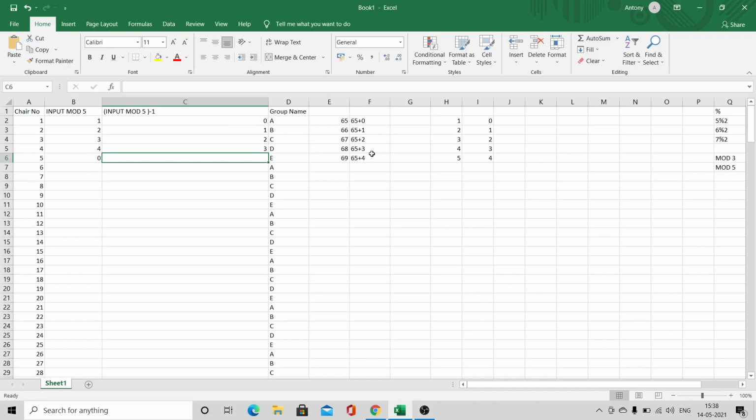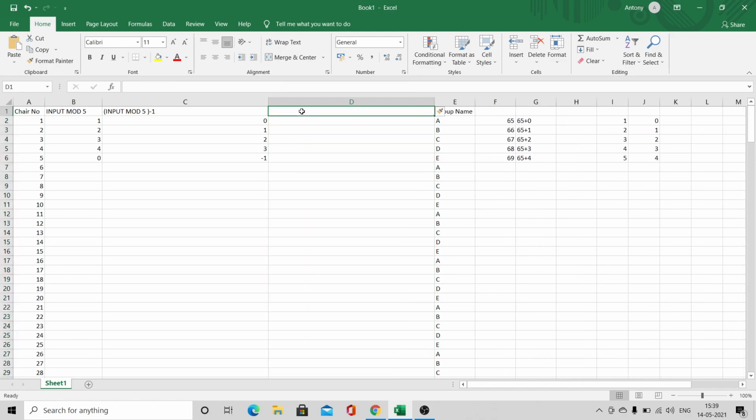But the next one, what happens is, here it is 0. But if I write 0 minus 1, the value will be minus 1, which is not correct. Here instead of that, I need to get 4. So what should I do? I have to make another change.